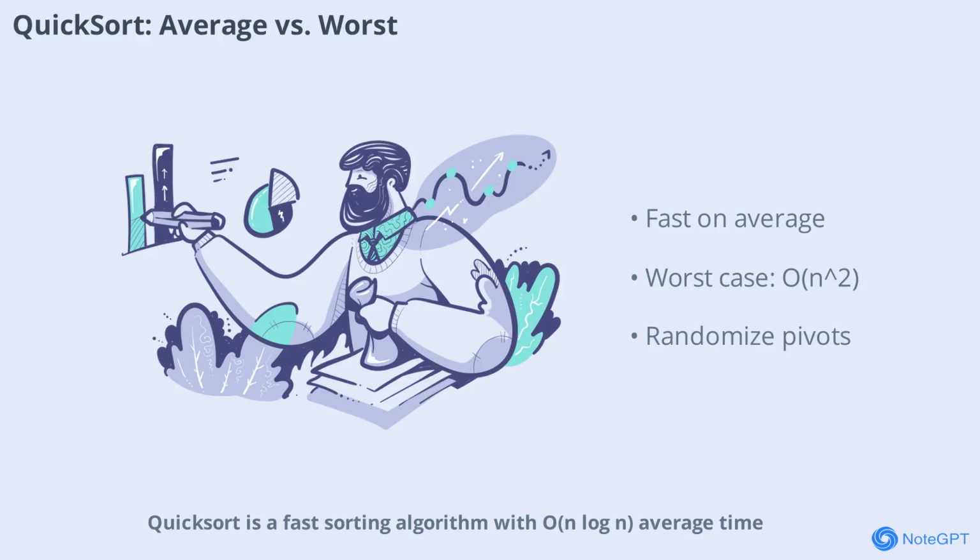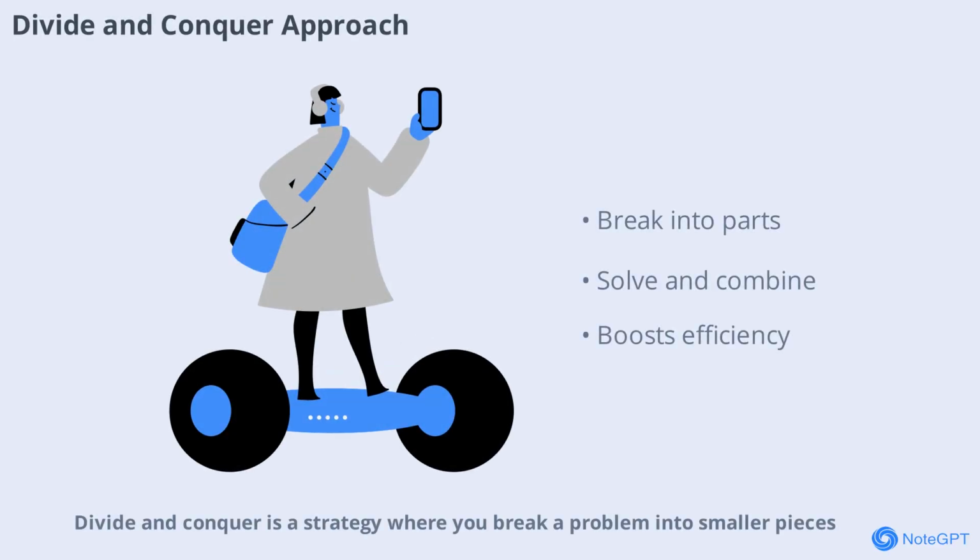Quicksort is a fast sorting algorithm with O(n log n) average time, but it can degrade to O(n^2) if the pivot choices are poor. Randomizing the pivot or using median of 3 can help avoid the worst-case scenario and maintain high performance. Divide and conquer is a strategy where you break a problem into smaller pieces, solve each one, and combine the results. Many efficient algorithms like mergesort and quicksort use this approach to achieve better time complexity.